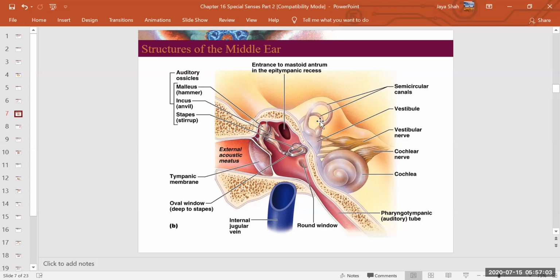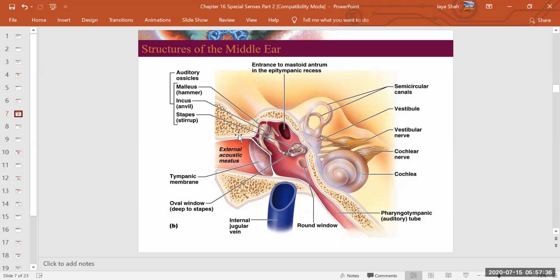You need to pay attention to understand the inner ear structure, because most of the books do not explain it in a very right way. Here in the middle ear cavity, you can see the entrance to the mastoid antrum in the epitympanic recess. So you see there is a cavity, hole-like structure. This is the area where there is a mastoid process and hair cells. And in this area, if you have infection of the middle ear cavity, it is called otitis media, okay?